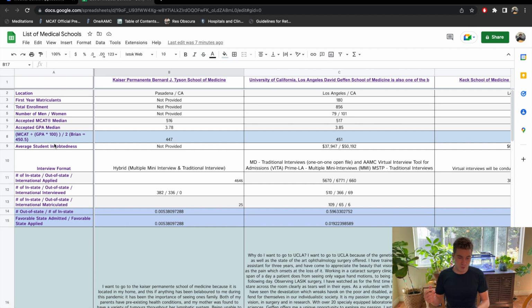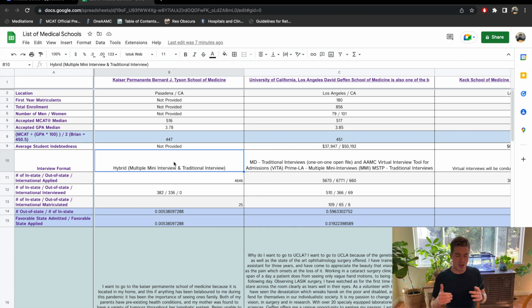3.76 or whatever you are, and you go ahead and multiply that by 100 and get it in a similar numerical range. You add those together, divide by 2, and you compare that relative to each school with your own. That will give you an idea of how good you are relative to what the average student getting in is with regards to academic ability, all right? So you can see here that I did that with all my schools, and it gave me a good idea of whether or not I stood a chance of getting in.